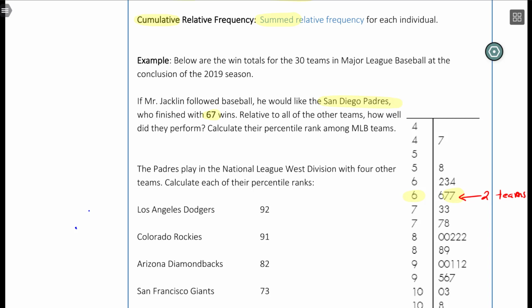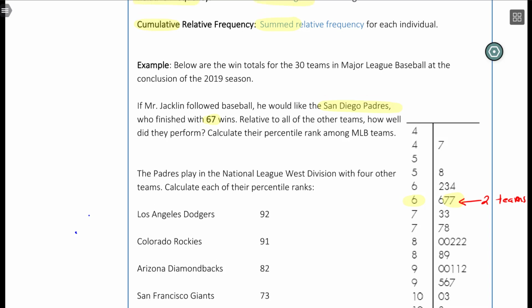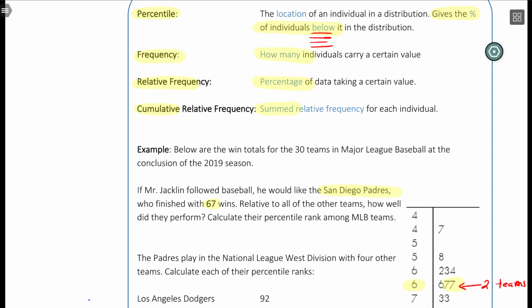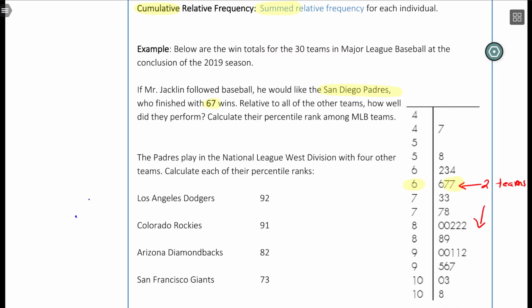So which one are the Padres? Well, it actually doesn't matter which one they are, because remember what our definition of percentile means: we want to look at the percentage of individuals that were below the Padres in the distribution. Now that doesn't mean physically, vertically below. That's not what we want. What we want is those that had fewer wins. How many teams had fewer wins than the Padres? The second team that had 67 wins doesn't count because they had the same number. We are looking at strictly below.